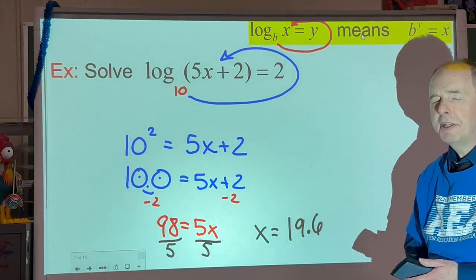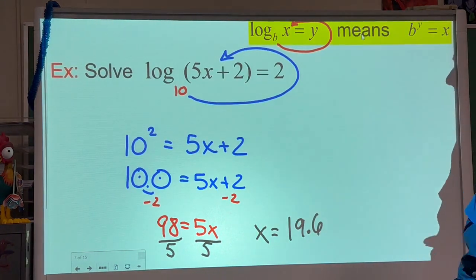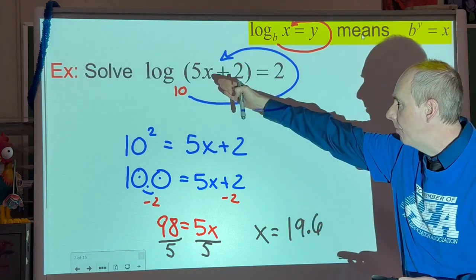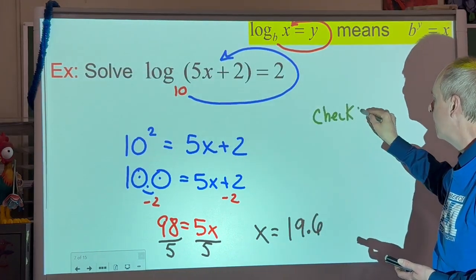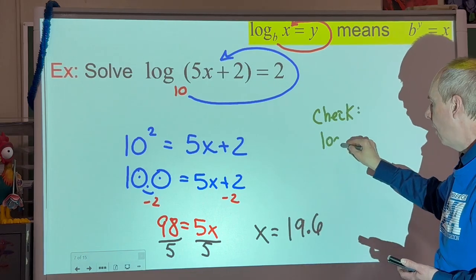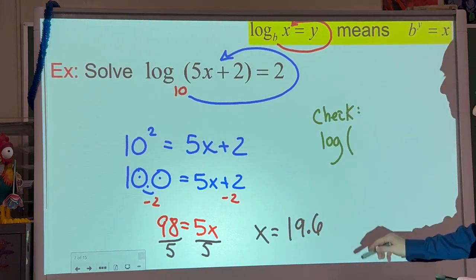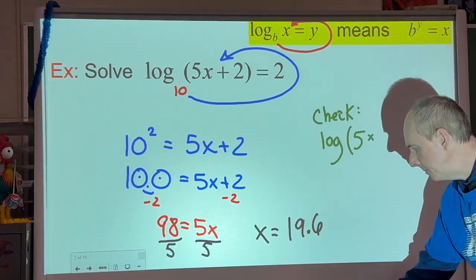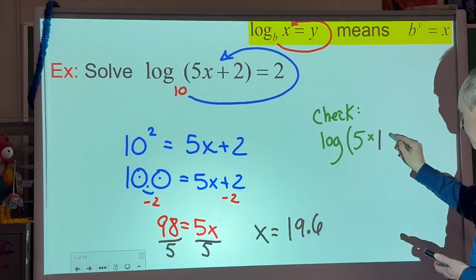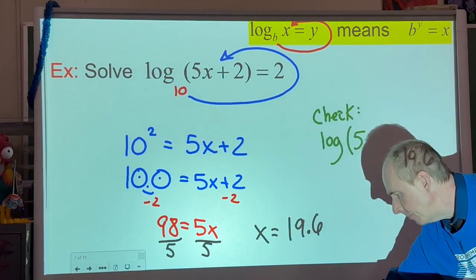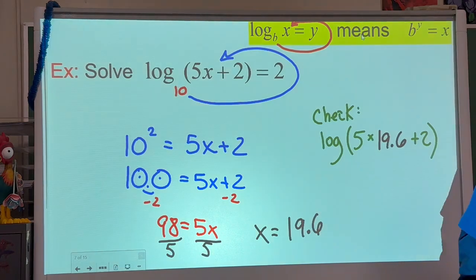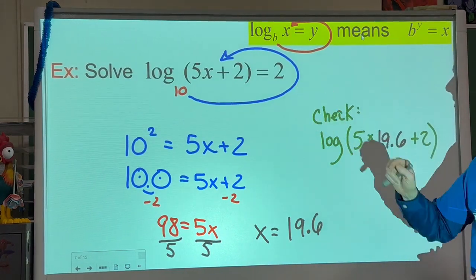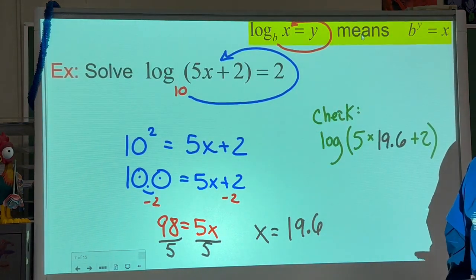So, as always, anytime we do something new, I like to be able to check my work. I take that number and put it right here. So in my calculator, to check, I go log, parentheses, 5 times 19.6 is x, plus 2. And when I hit enter, it better equal 2, otherwise I made a boo-boo.